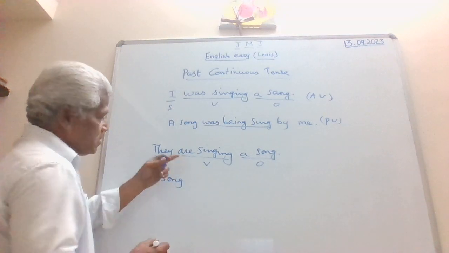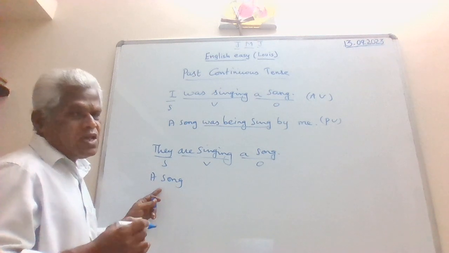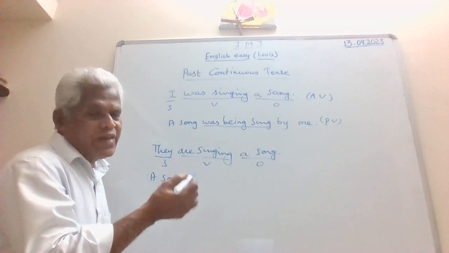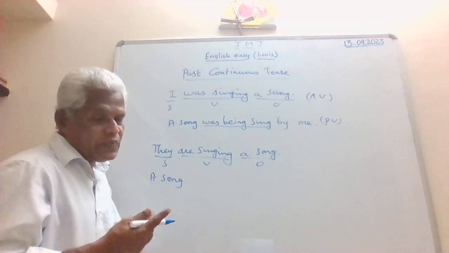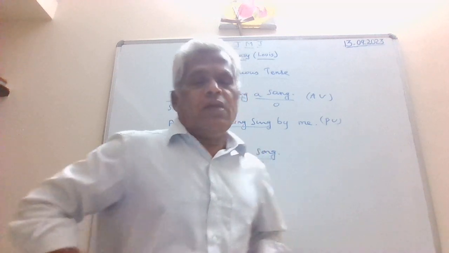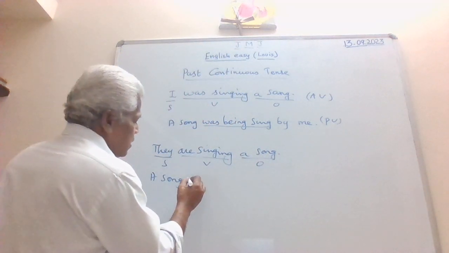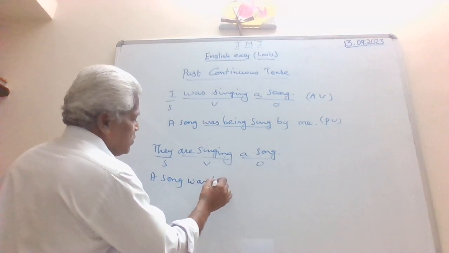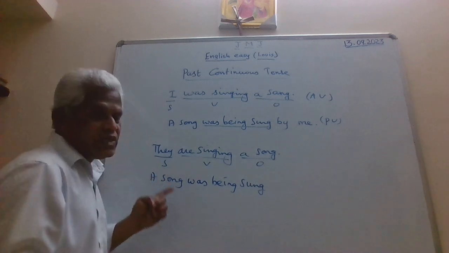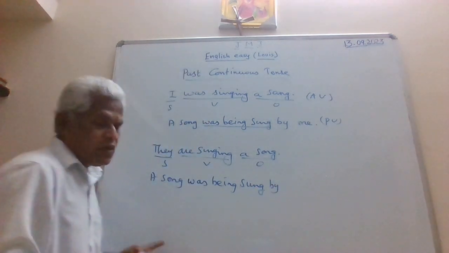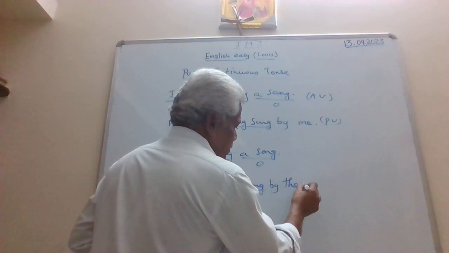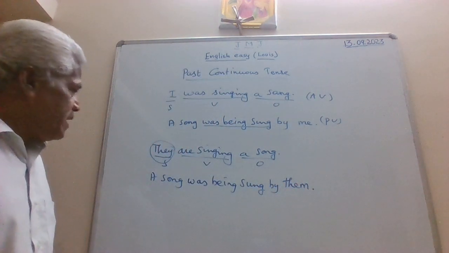Of course, a song is third person singular. So you have to have only third person singular coinciding the same verb here. Because you remember, agreement between subject and the verb. It has to agree both in number and in person. Okay, so therefore, a song was being sung. And your object changes here. Why your object changes? Because your subject is they, so they become them. A song was being sung by them.